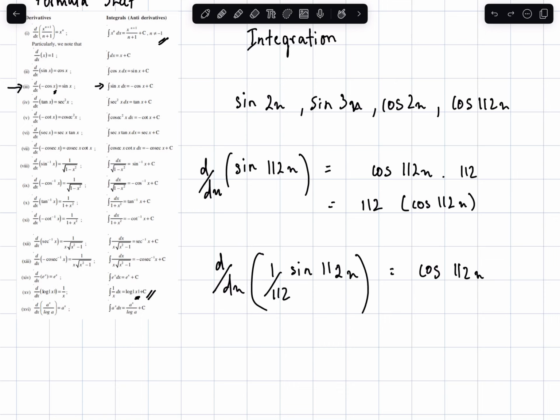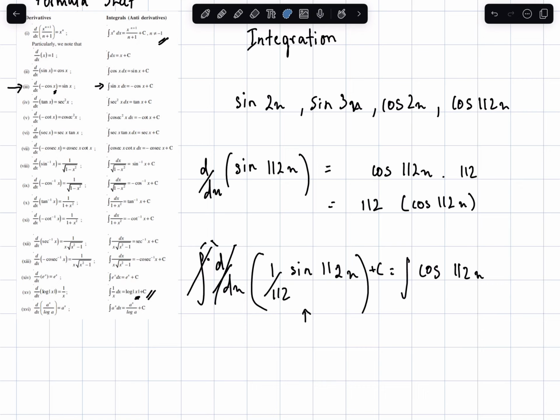If I integrate on both sides, what happens? This 2 gets cancelled. This and this cancel each other out because they're the opposite of each other. If I integrate something and I differentiate, I go back to the same equation. Only thing is, I have to add plus c over here. That's it, so this becomes my integral value. Now, this is for sine and cosine.